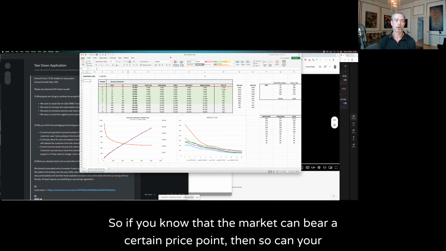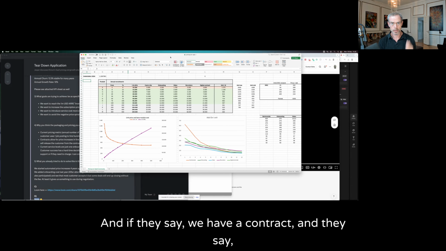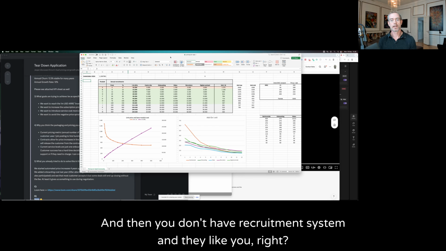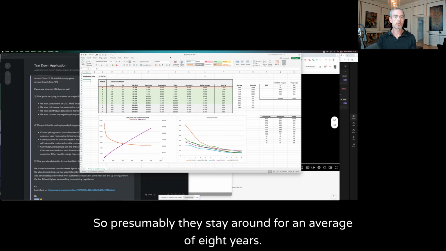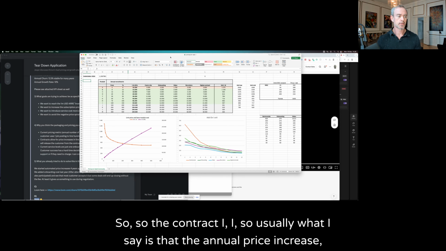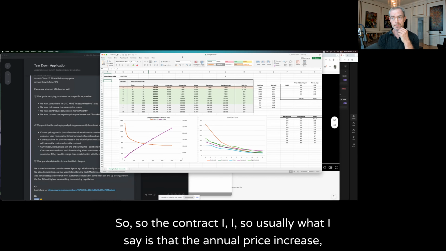So if you know that the market can bear a certain price point, then so can your existing customer. And it's just a matter of telling them. And if they say, oh, we have a contract, I say, then you cancel the contract, right? That's it. And then you don't have a recruitment system, and they like you, right? So presumably they stay around for an average of 8 years. So they're pretty good.